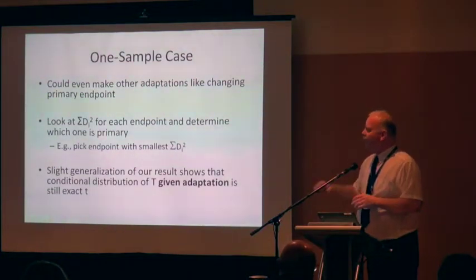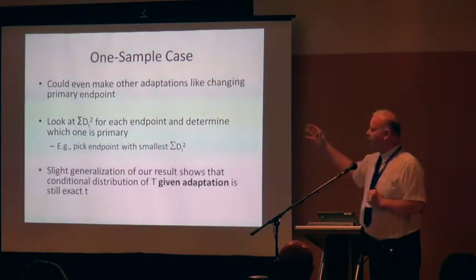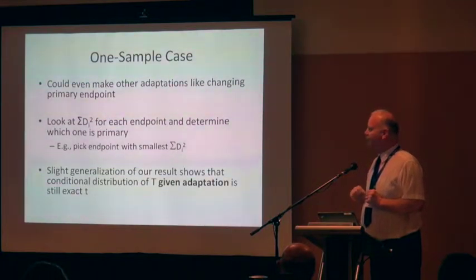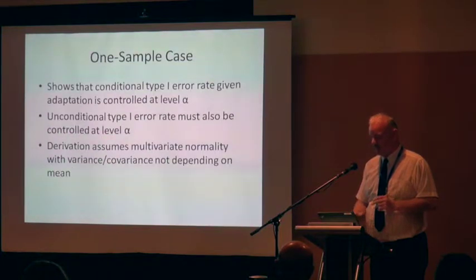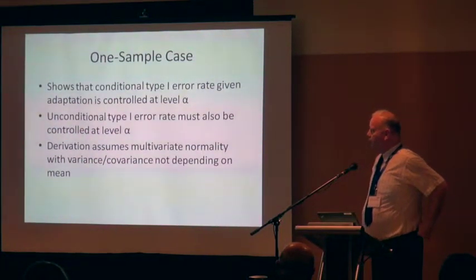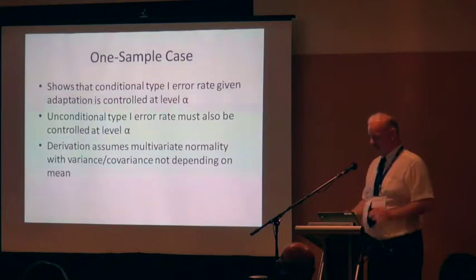Now, I claim that you could make other adaptations too, such as actually changing the primary endpoint. Although, you know, I don't recommend that. I don't think that's a good idea. And to make that valid, you have to make some additional assumptions. Namely, you have to assume that your data are multivariate normal and the covariance matrix does not depend on the mean.